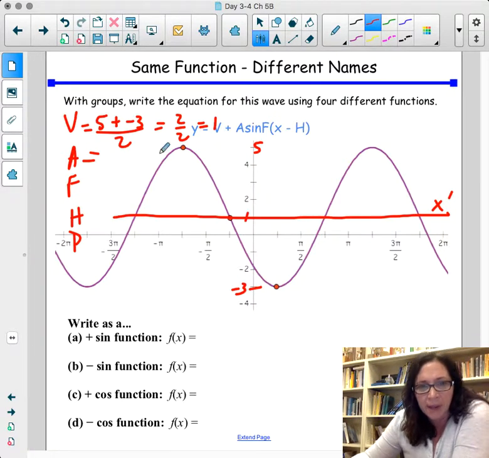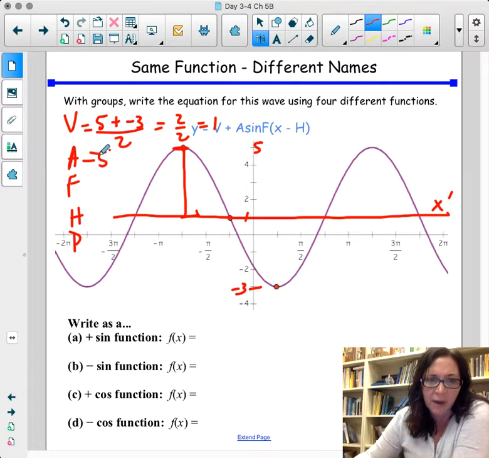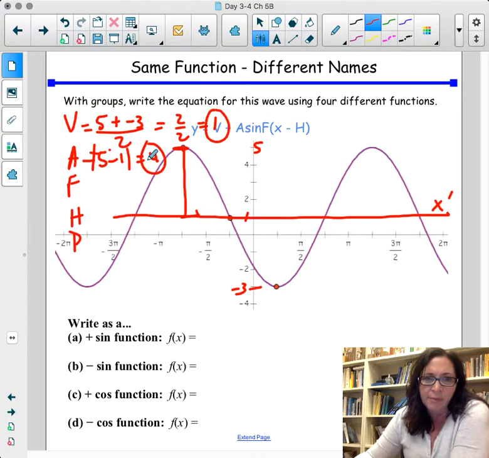Okay, now my amplitude is this distance from here to here. And so that's going to be 4. Okay, so it's 5 minus 1, right? The absolute value of 5 minus 1, which is 4. So that is my amplitude. Ignore your frequency for right now. That's last.